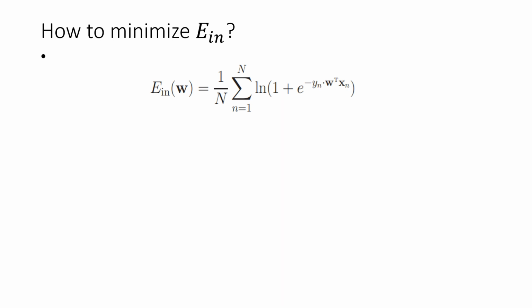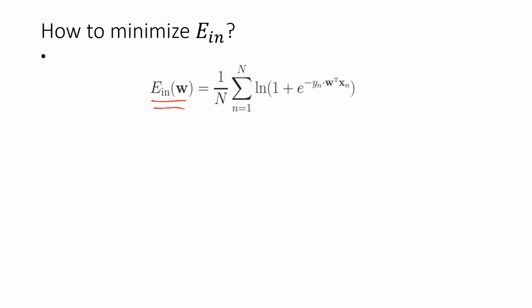Okay, so welcome back. Now we have a nice E_in, which looks mathematically convenient. And now our goal is to minimize this, because that's what we want, right? In any problem that we're looking at, we really want to minimize the in-sample error. Okay, so first of all, does this E_in make sense?